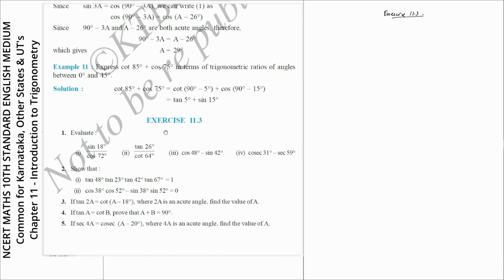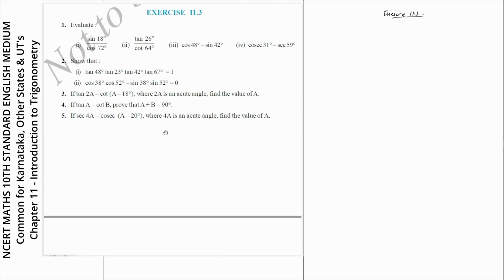I'll be directly solving the exercise problems. Now exercise 11.3, first question. First sub question: evaluate sine of 18 degree by cos of 72 degree. Now in this problem you can see 18 plus 72 is 90 degree.